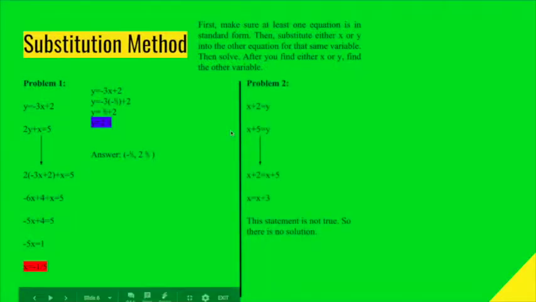In our second problem, the equations are x plus 2 equals y and x plus 5 equals y. So if both x plus 2 and x plus 5 equal y, we could set them equal to each other. Then we get x equals x plus 3. This statement is not true, so there is no solution.